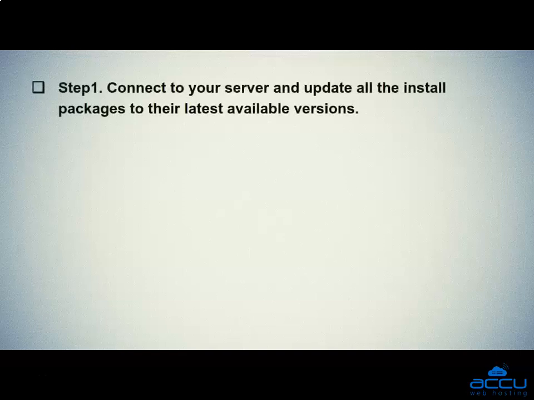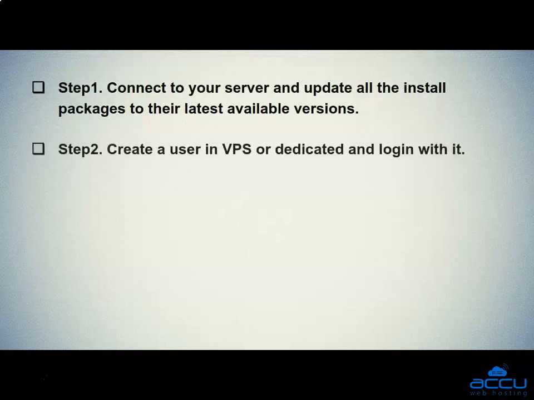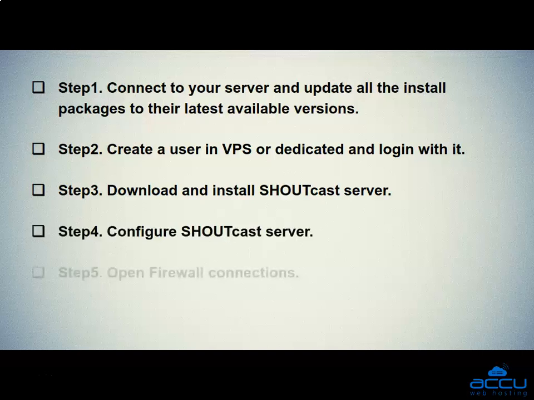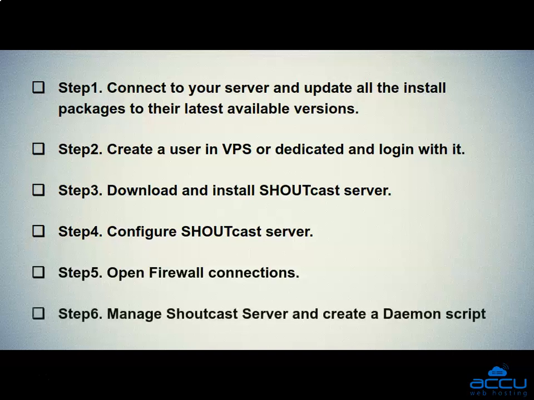Step 1. Connect to your server and update all the installed packages to their latest available versions. Step 2. Create a user in VPS or dedicated and log in with it. Step 3. Download and install Shoutcast server. Step 4. Configure Shoutcast server. Step 5. Open firewall connections. Step 6. Manage Shoutcast server and create a daemon script.